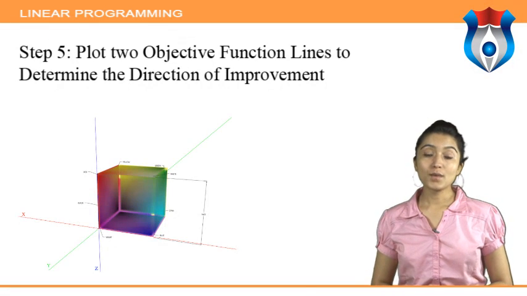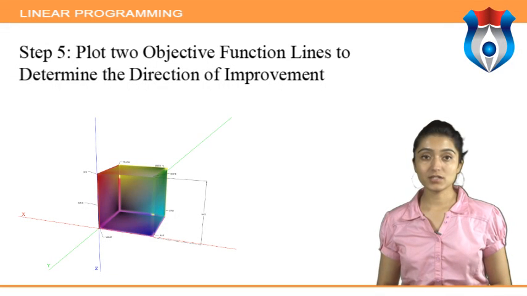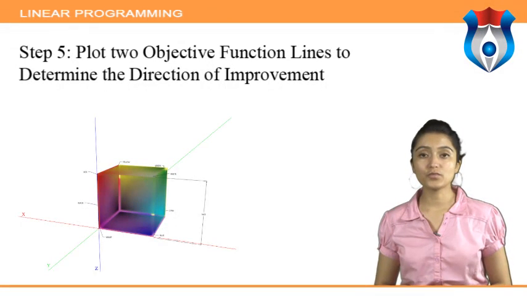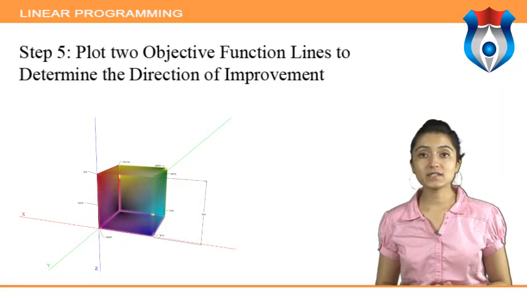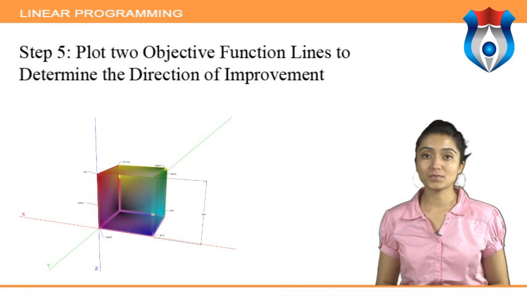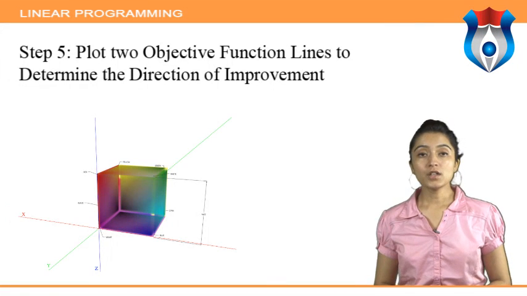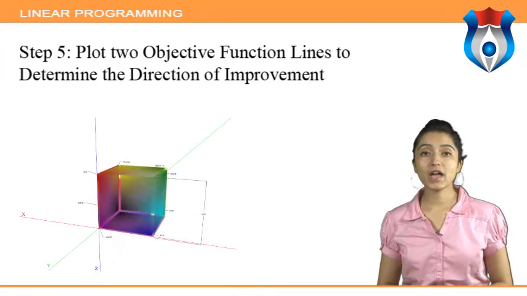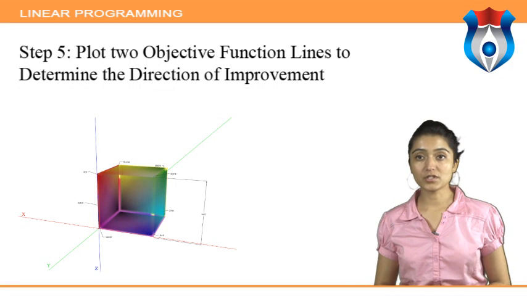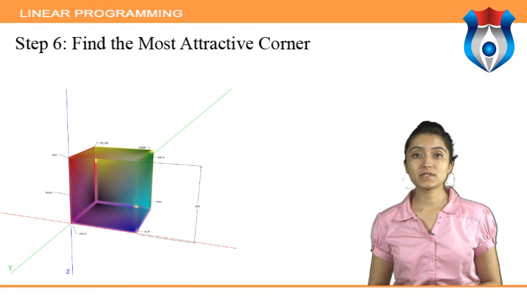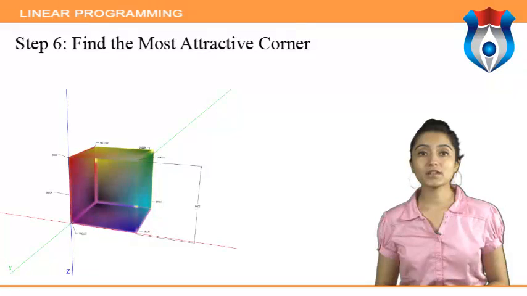Step 5. Plot two objective function lines to determine the direction of improvement. Improvement is in the direction of greater value when the objective is to maximize the objective function, and is in the direction of lesser value when the objective is to minimize the objective function. The objective function lines do not have to include any of the feasible region to determine the desirable direction to move.